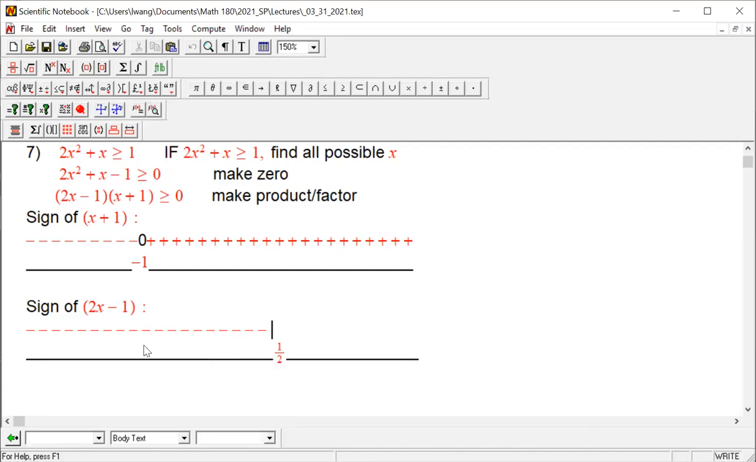Do you guys follow me? So 0 times 2 is 0, and 0 minus 1 is negative. You can pick more numbers if you want to, to make sure. Just pick a number smaller than half and plug in, and you see that you get a negative sign consistently. When x equals half, what will be the sign of 2x minus 1? 0, neutral. When we pick numbers larger than half, what will be the sign of 2x minus 1? Positive. Is my question clear, everybody?